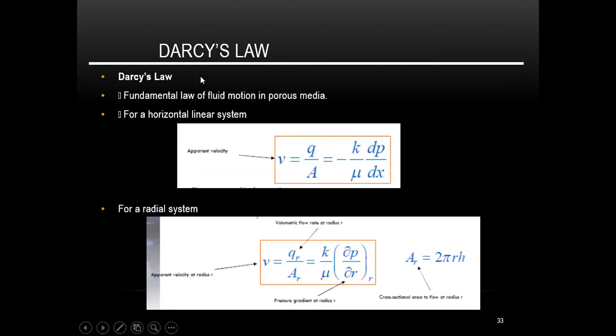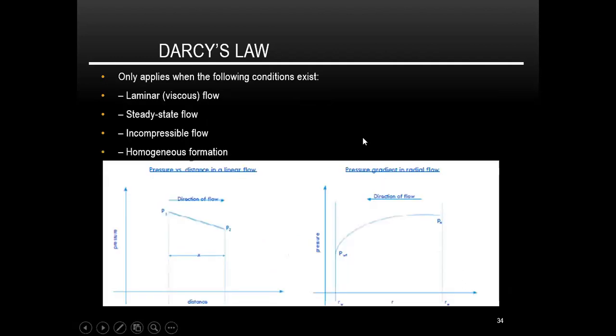Darcy's Law, we all know that is the most famous one. You will see this again and again at many places here. Darcy's Law depends on the flow rate, area, permeability, change in pressure over length, and the viscosity. These are all the parameters which are affecting Darcy's Law and the fluid flow.